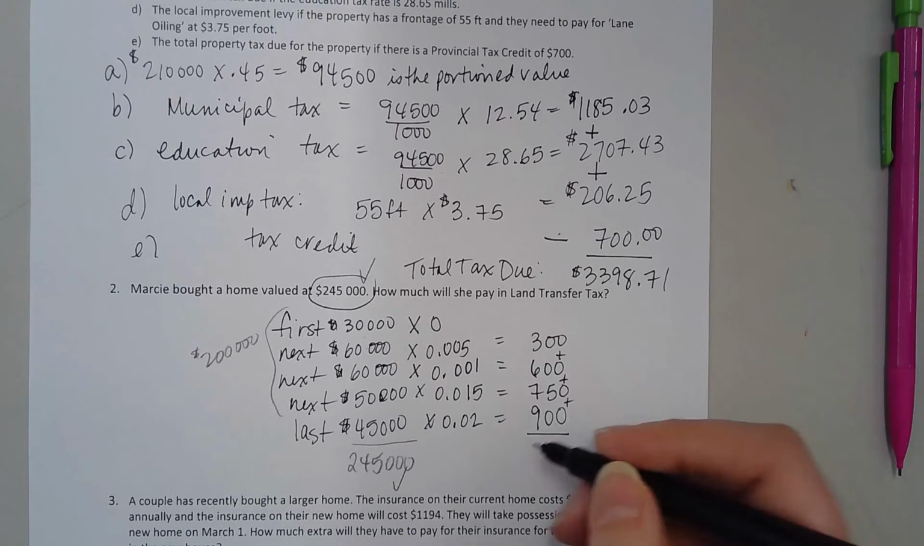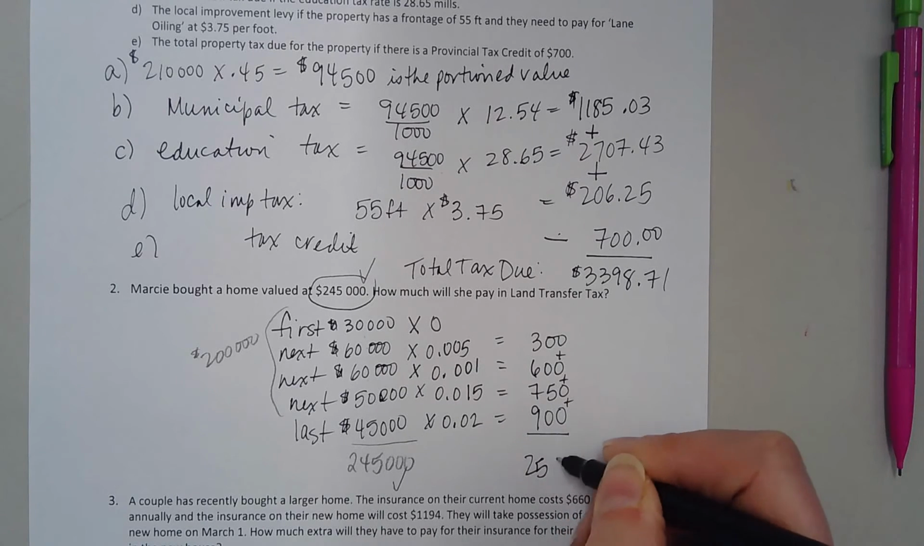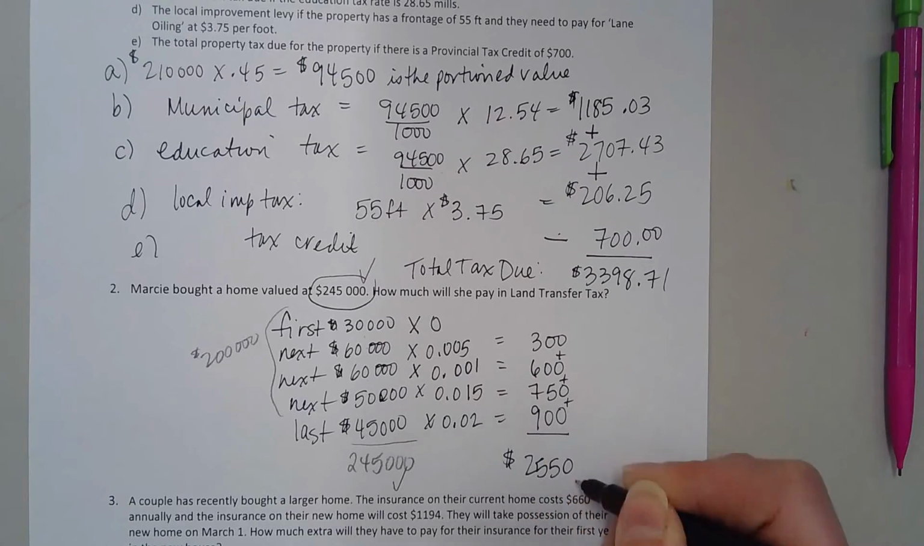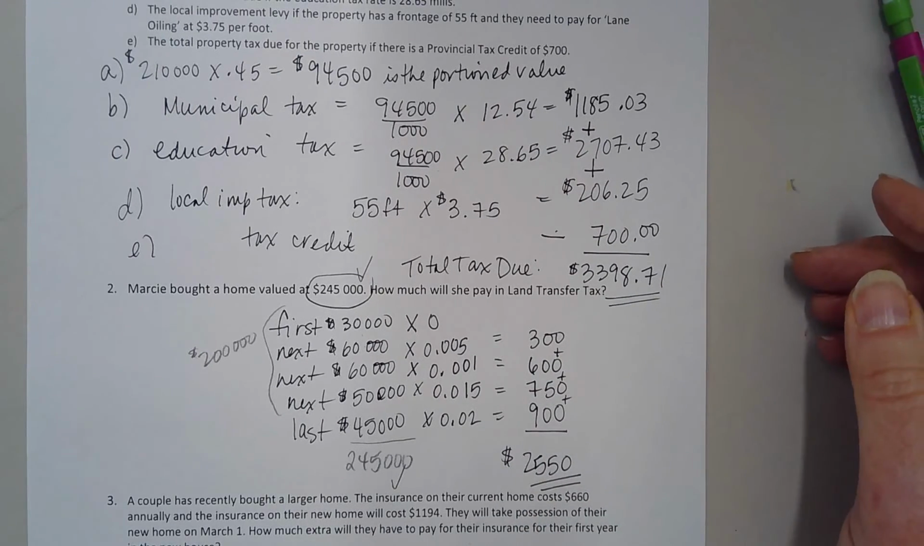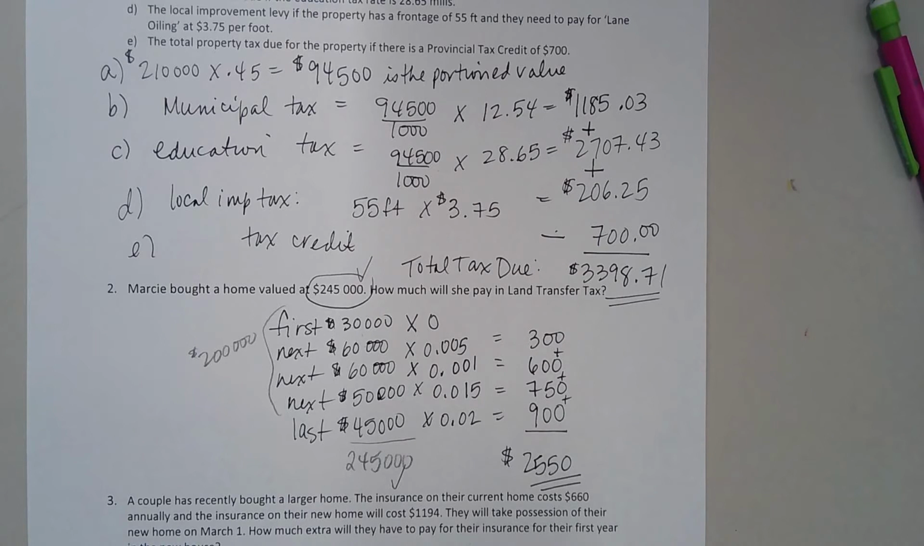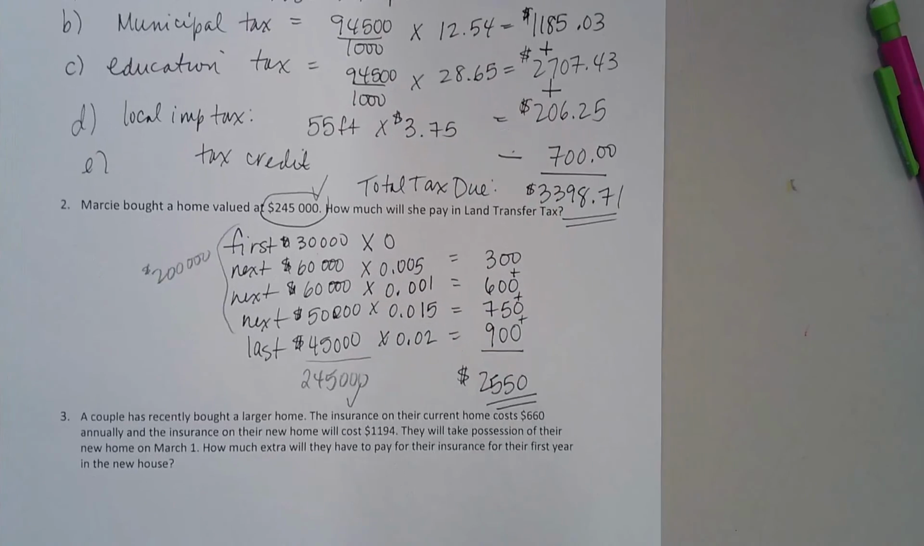Okay, so we get a total land transfer tax of $2,550. How many people were successful with that practice question? Okay, so let's do the next one.